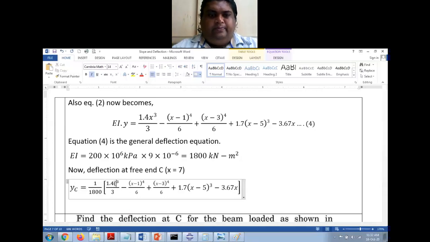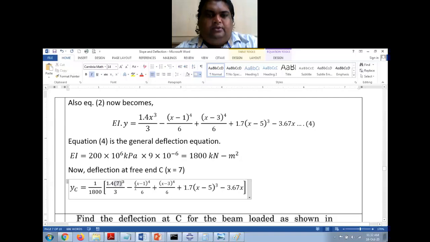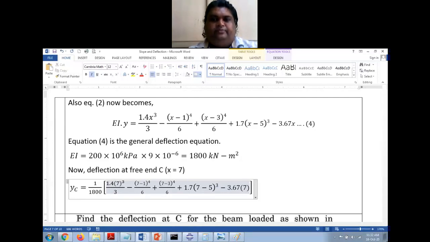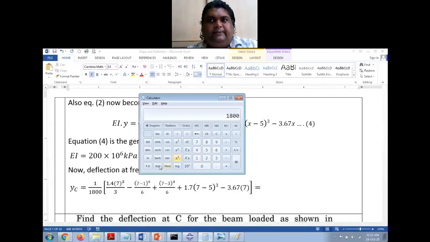So this will become 7 cube. This is 7 minus 1, this will be 7 minus 3, this will be 7 minus 5, and this will be into 7. So this is equal to, now let me just calculate this.